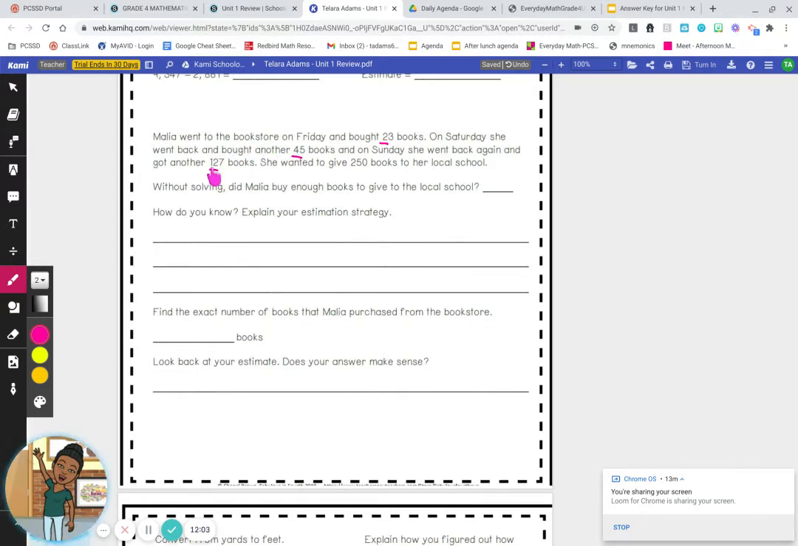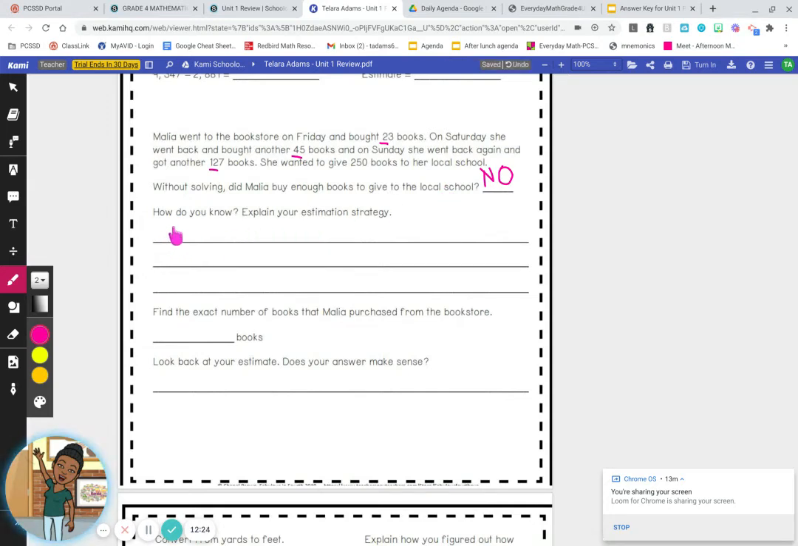127 to 100. I'm just using the first digit. Everything else becomes 0. So 100 plus 40 plus 20 equals 160. But without solving this, I'm going to say no, she did not buy enough books. The next part is where you have to explain it.